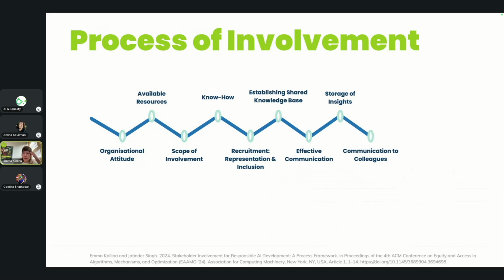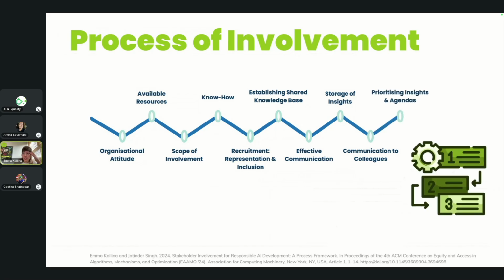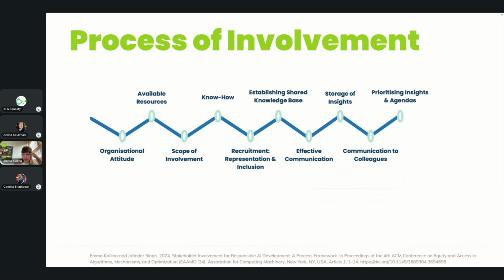And only now we prioritize these insights, and then we inform stakeholders. So basically, we have communicated it to colleagues, we know about it now. Now we need to say, okay, we learned different things from different stakeholders. Some people in the company have their own idea of what they want to do. How can we prioritize these different things?